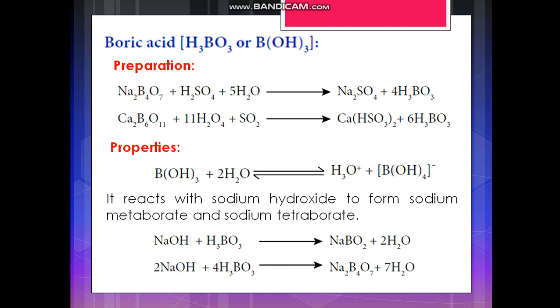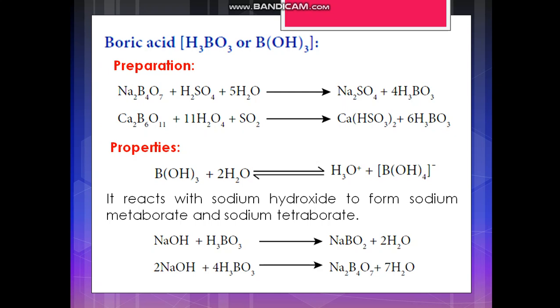Next topic is boric acid, H3BO3 or B(OH)3. Preparation of boric acid. Boric acid can be extracted from borax and colemanite. Na2B4O7 + H2SO4 + H2O gives Na2SO4 + H3BO3, which is your boric acid. Also from colemanite, which is Ca2B6O11 + 11H2SO4 + SO2 gives CaHSO3 twice + 6H3BO3.